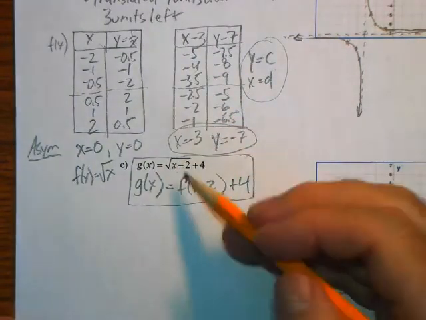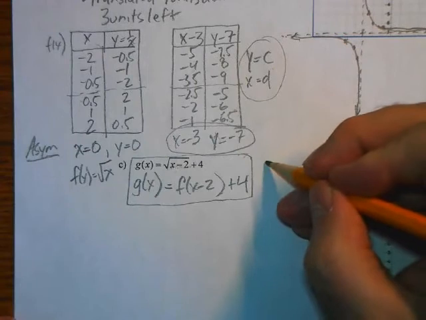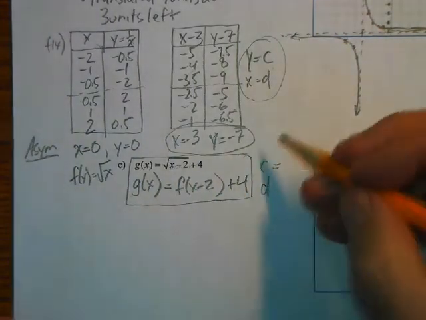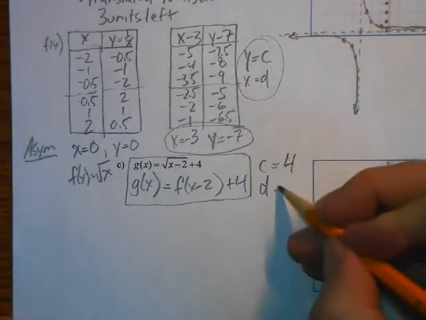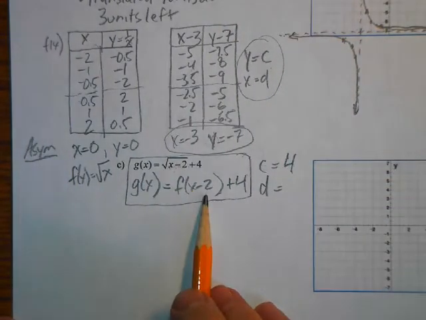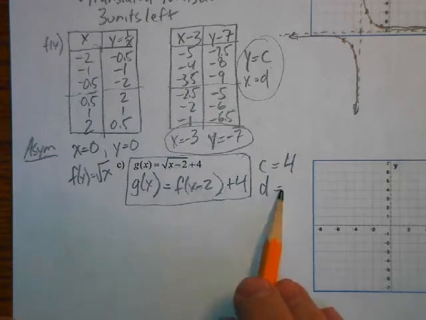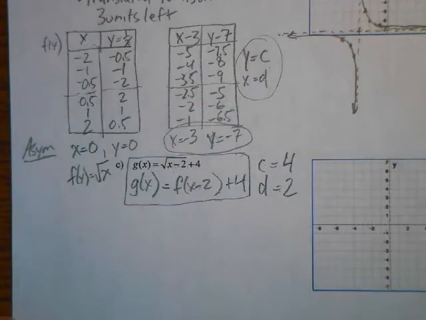And using either one of these, we're going to pull out our values of c and d. The c value, very easy, plus 4. Our d value, remember, we have to flip the sign. So it's not negative 2, it's positive 2. So we're off and running.